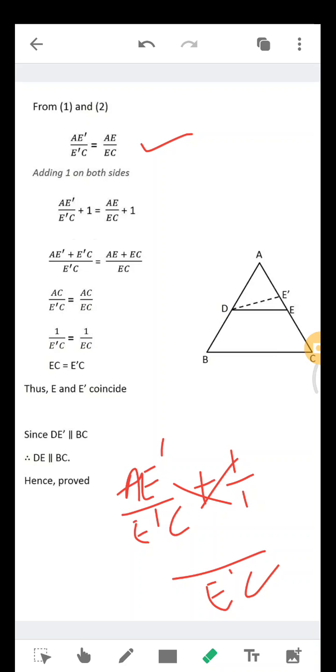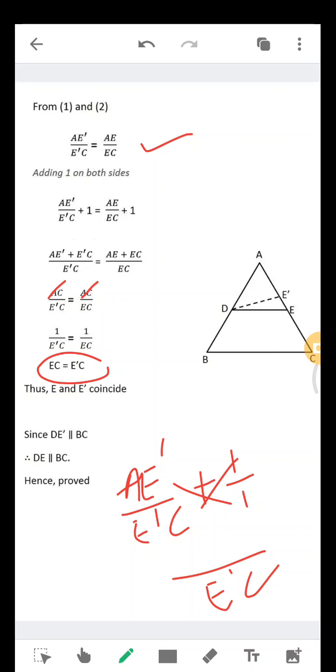Now you can observe one thing here, AE' plus E'C is how much? Is it clear till here? AE' plus E'C is nothing but AC. So I have written AC. And what is AE plus EC? AE plus EC is also nothing but AC. So AC and AC get cancelled in the numerator. I get 1. Cross multiply, I get EC is equal to E'C.